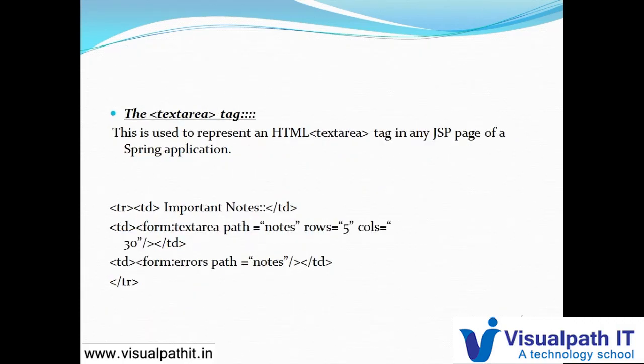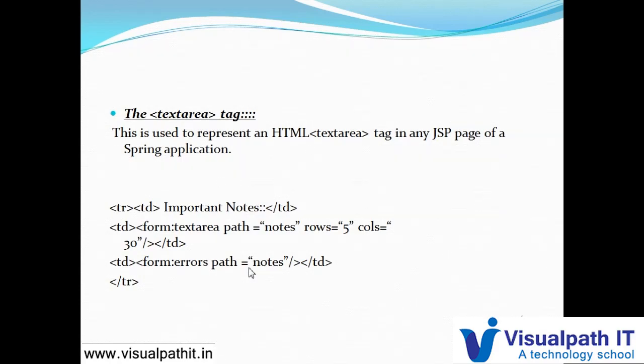Next is the text area. Text area, as we all know, if we want to write some important notes in an elaborated manner, we use the text area tag, where the user has to manually type the description or whatever. So in any JSP page of a Spring application, if there are any important notes or anything of that sort which requires writing row-wise and column-wise a number of descriptions, then we can use this text area. So form:textarea path is equal to notes, rows how many, columns how many, we can specify. Also here form:errors path is equal to notes.